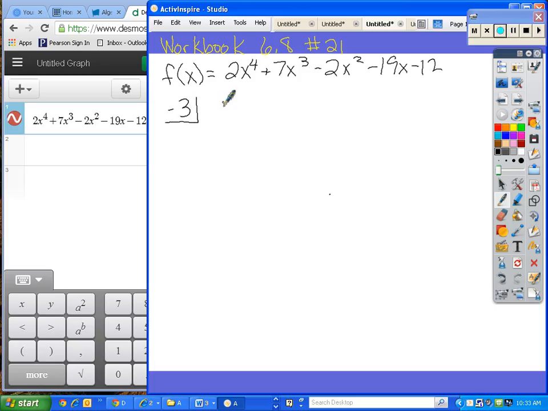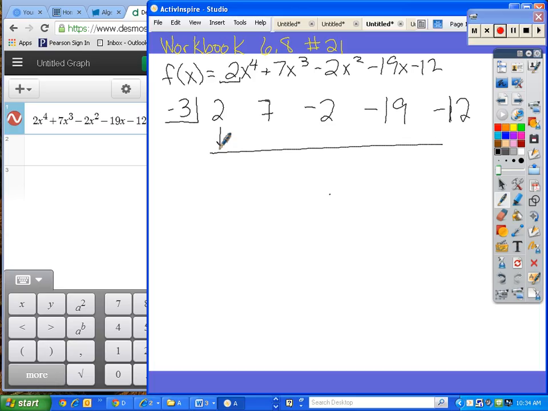So I plug in negative 3, I bring down the numbers that are in front of my variables. I make sure that every variable, every exponent is accounted for. So I have the fourth, the third, the second, the first, and negative 12 is actually x to the 0 power, which is 1. And then I do my synthetic division.